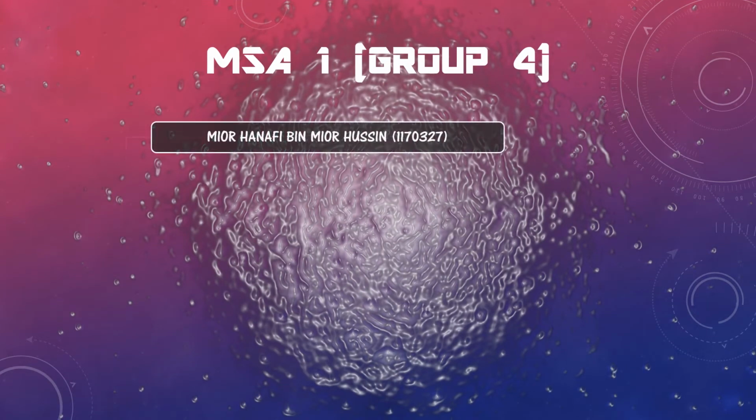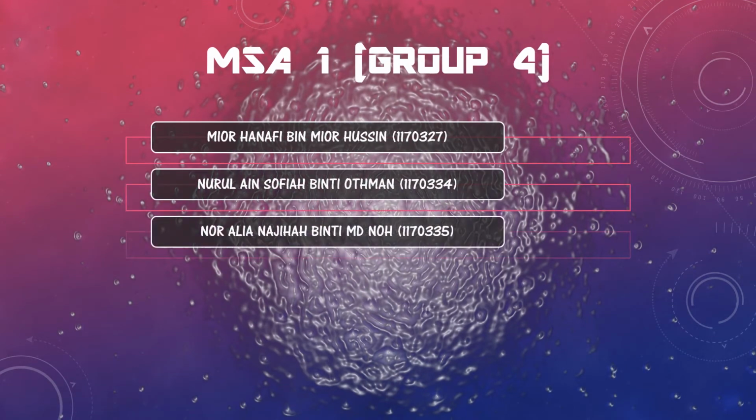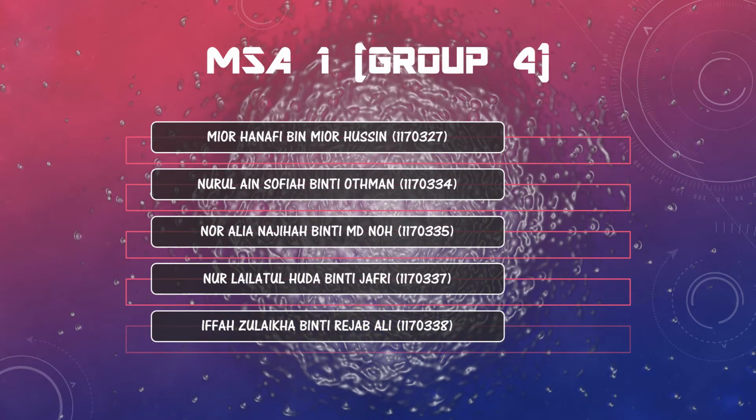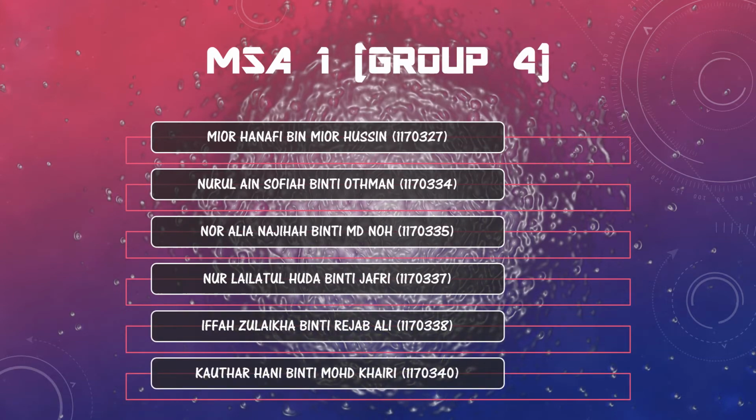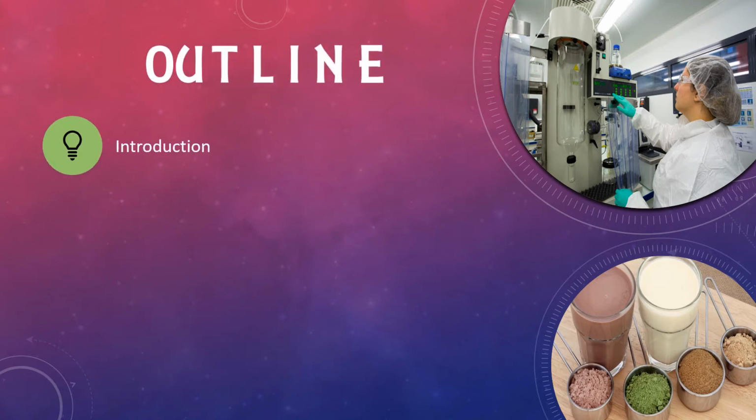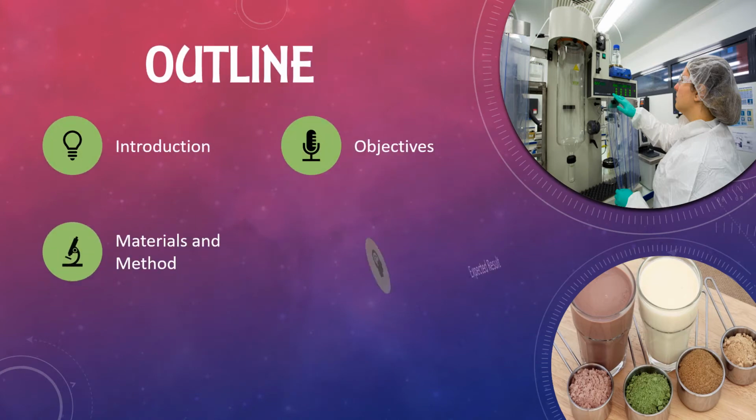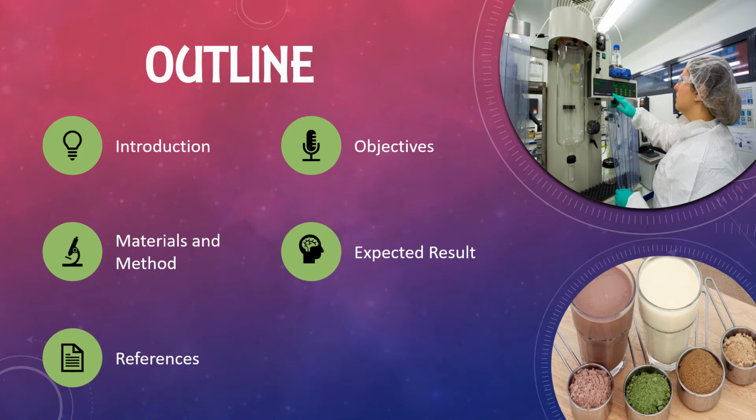Our group, which is Group 4 of MSA1, consists of 6 members, and these are the members of our group. The outline are introduction, objective, methods and method, expected result, and references.